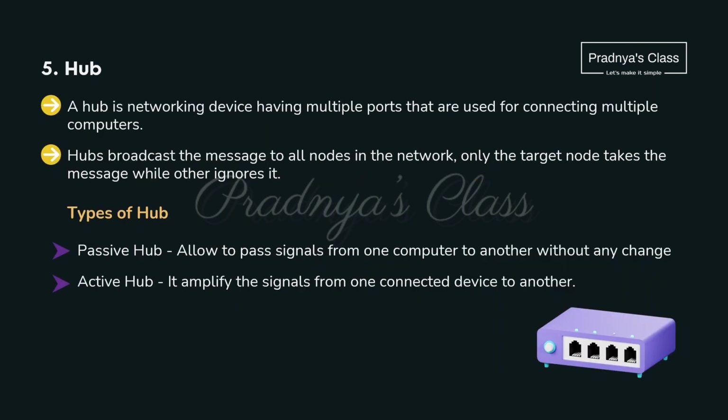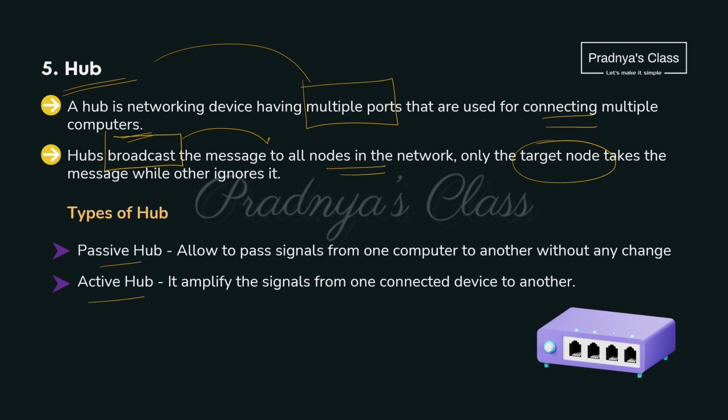Have a look at the next network device, that is hub. Hub will have multiple ports so that we can connect multiple computers. Remember one more point, that hub broadcasts the message to all the nodes in the computer. But only the target node will receive the message and others will ignore it. There are two types of hub, passive and active.